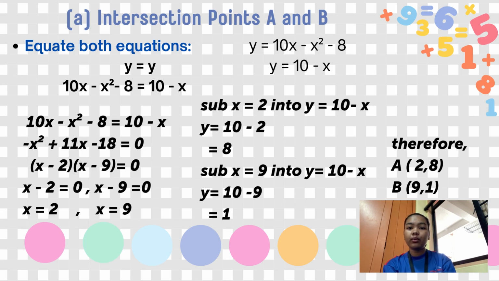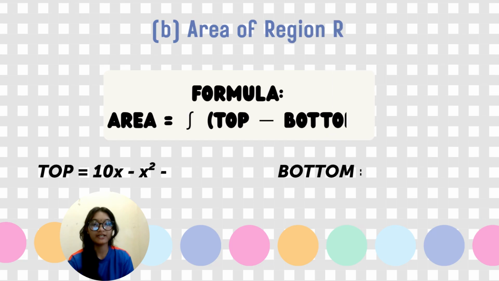After that, we substitute these values into the equation y equals 10 minus x. When x is 2, y equals 8. When x equals 9, y equals 1. Therefore, the intersection points are point A at (2, 8) and point B at (9, 1). This is how we determine the coordinates of the intersection points. Thank you. Now let's move on to part B.